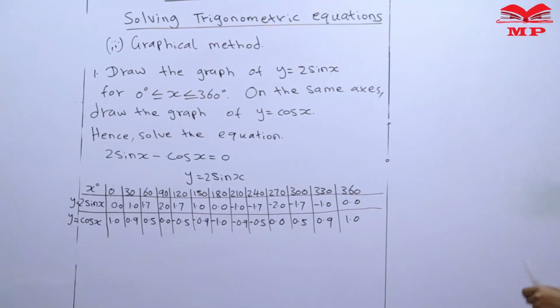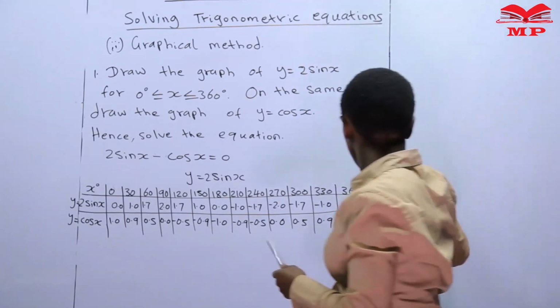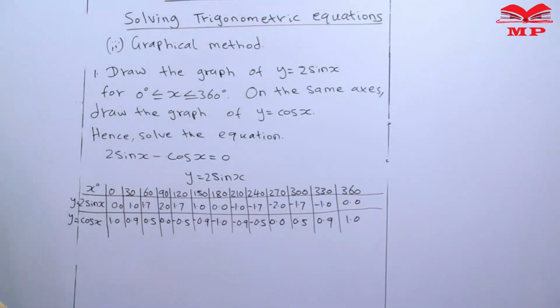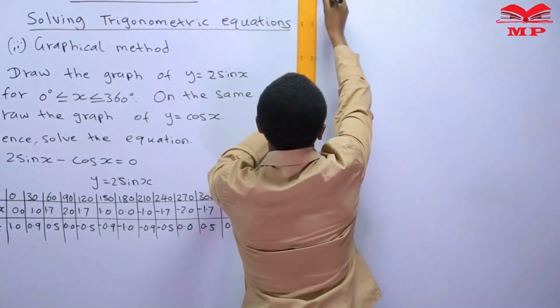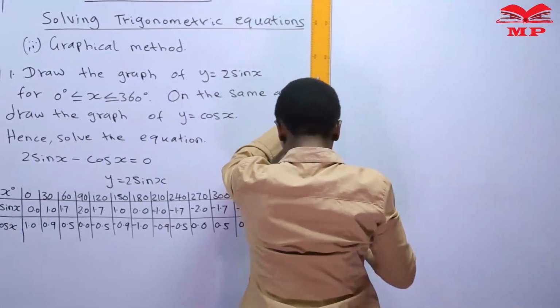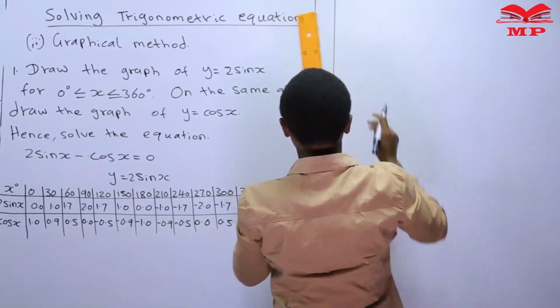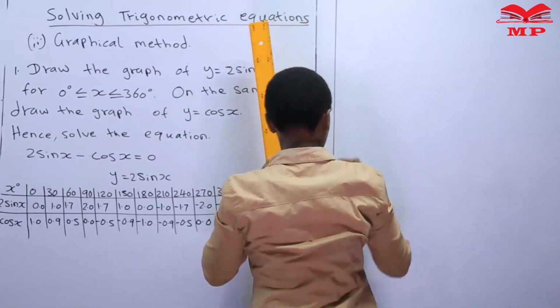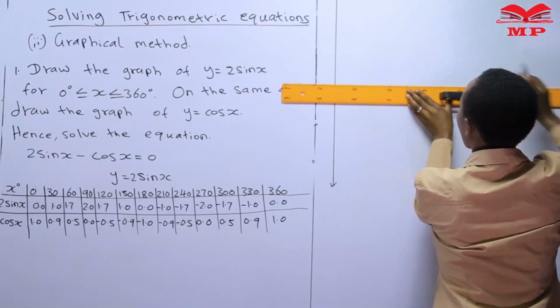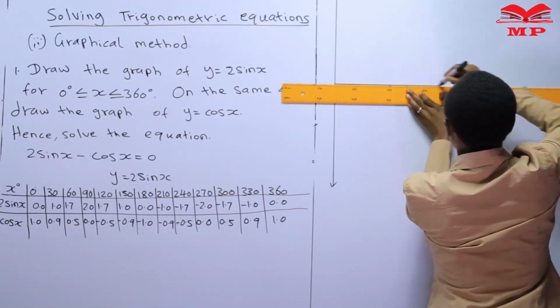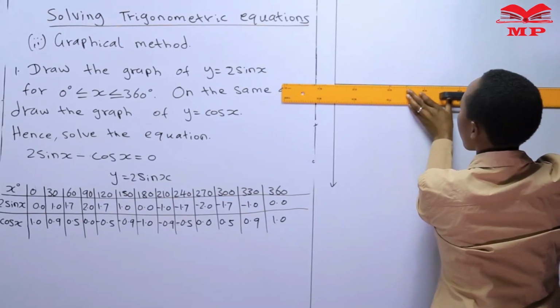We are plotting on the same axis, therefore this one we've plotted severally. So we have our y-axis. The highest value in our case here is 1. Then here we have from 0 to 360 degrees.